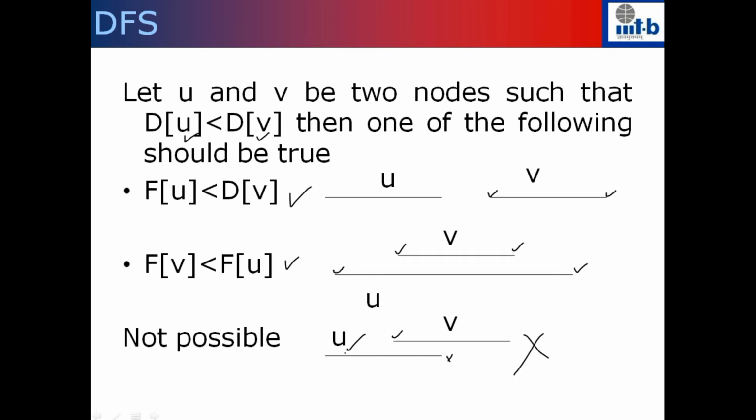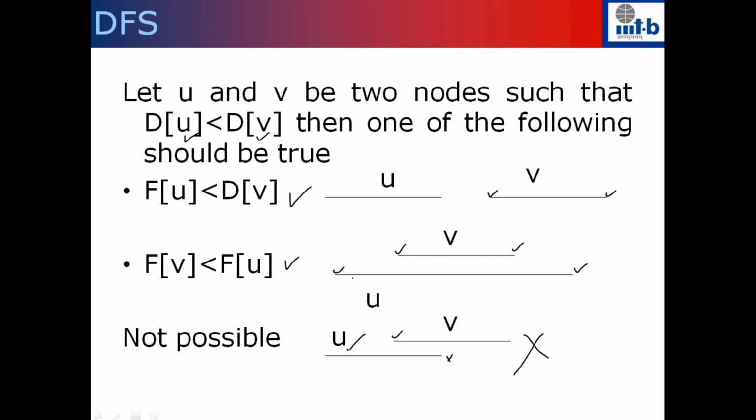In other words, if you push u and then you push v, then you have to necessarily pop v out before you pop u. So in this case you pushed u, popped u, and then pushed v and popped v.